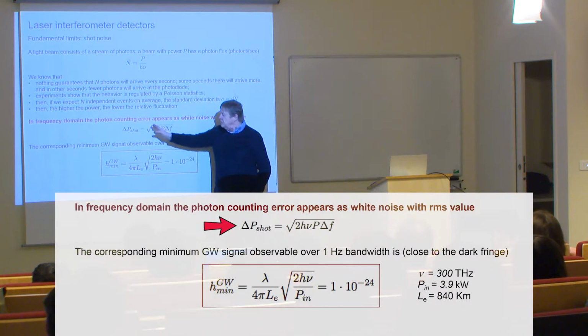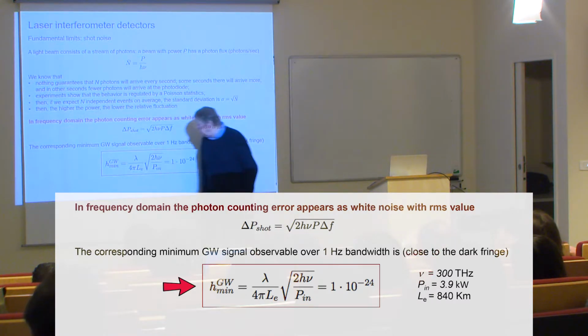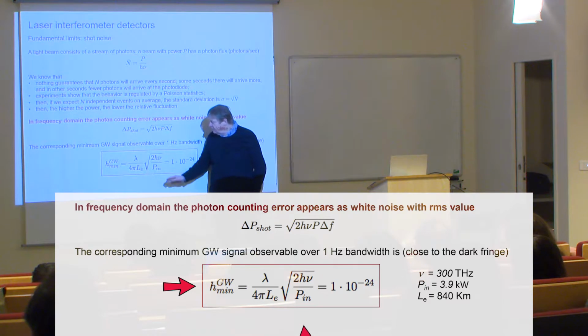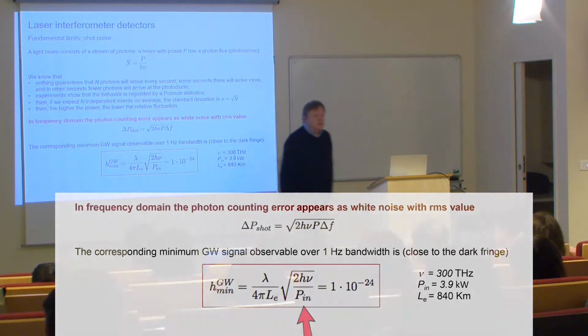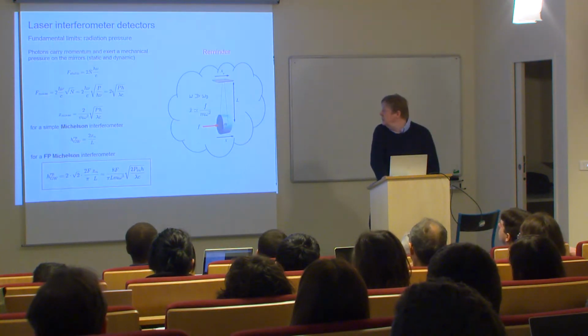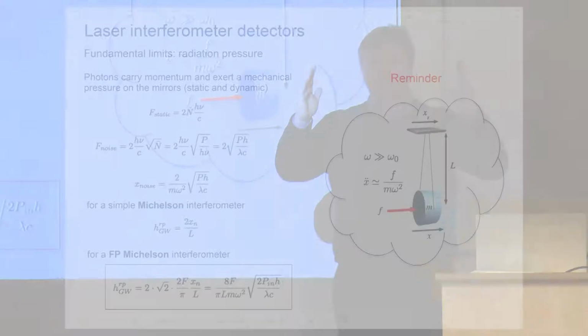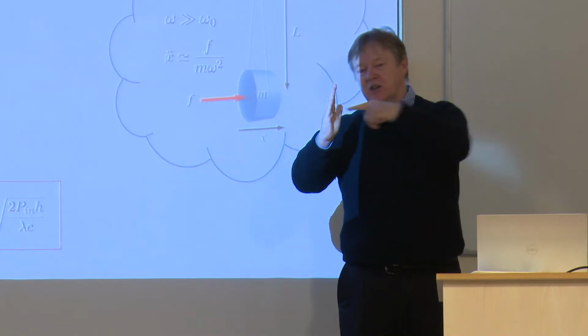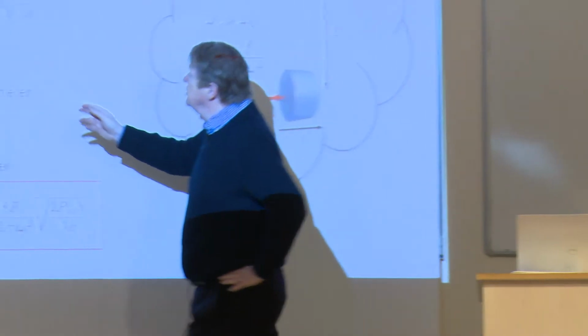So typically you get a shot noise limit, which you can reduce by increasing the laser power. Now, if you do that, then at the same time you get radiation pressure noise, because you have a static pressure. You have these cavities, and the photons are going in the cavities like that, so they're really pushing the mirrors. So this is the static force.